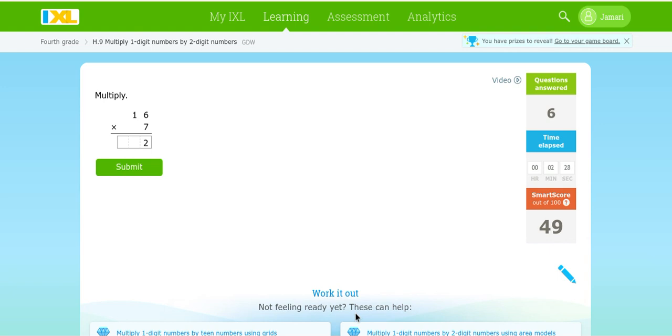And 1 times 7 plus 4 more is 8, 9, 10, 11. So that's gonna be 112. 3 times 6. 3 times 2 is 6. 4 times 2 straight across is 46.